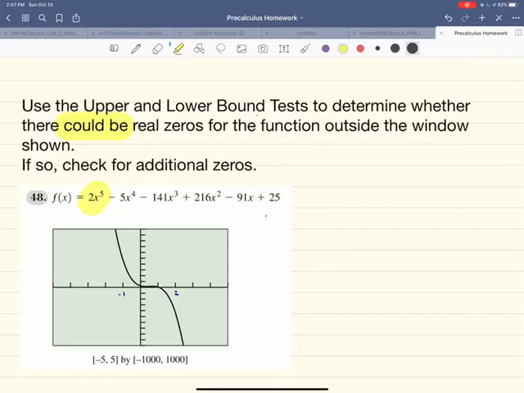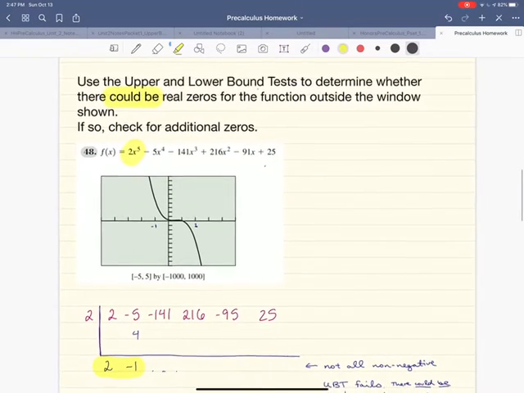But let's see how this is consistent with the upper bound test and the lower bound test. So remember that if the upper bound test fails, that tells us there could be real zeros bigger than the number we check. And if the lower bound test fails, that means there could be real zeros lower in value than the number we check.